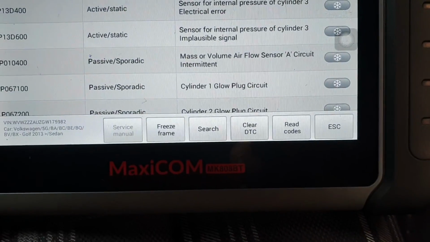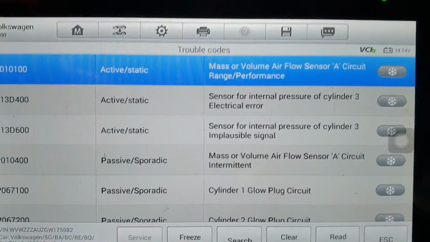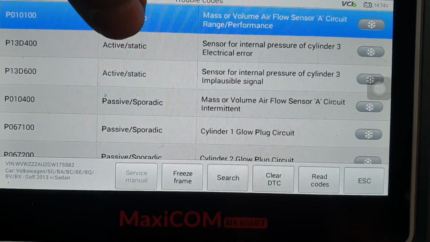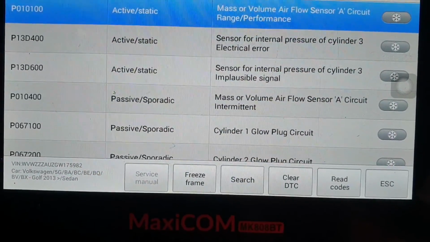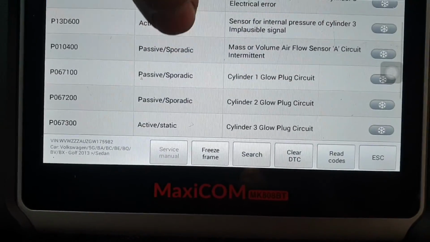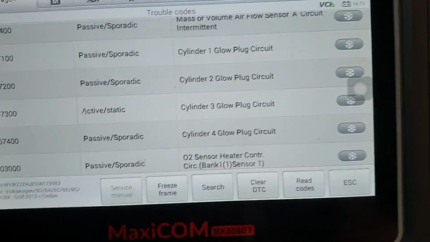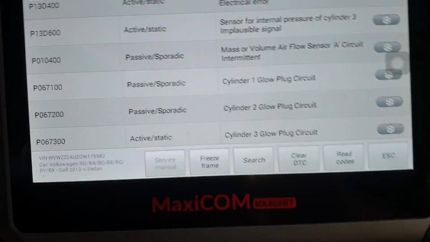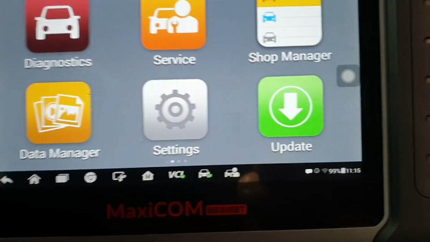So, mass airflow sensor circuit range performance. This is the main fault code that we had at the beginning, and also this one as well: sensor for internal pressure of cylinder 3, electronically. This one I have created. So let me show you the report that I had when the car first came into our garage.